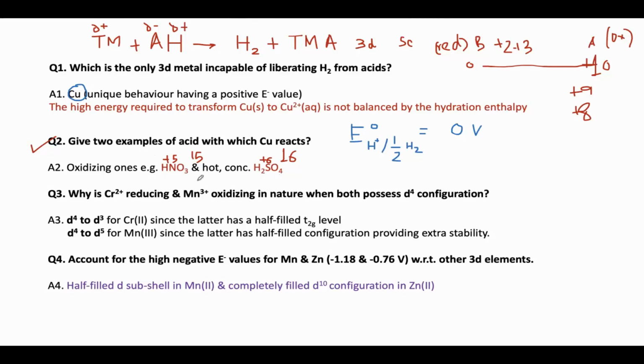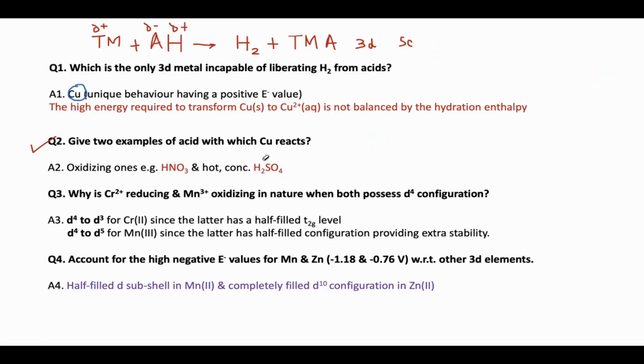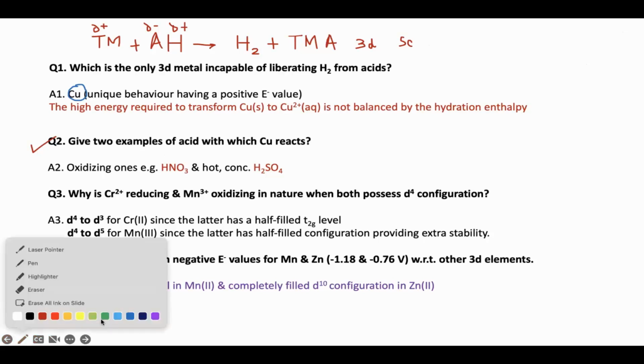So in both cases, the acids are in their highest oxidation states, so both of them will act as oxidants. These strong oxidizing agents will react with this reducing agent, that is copper 0, and they will liberate hydrogen. So these are the only two acids with which copper actually reacts to liberate hydrogen. Okay, so now let's come to the next question.